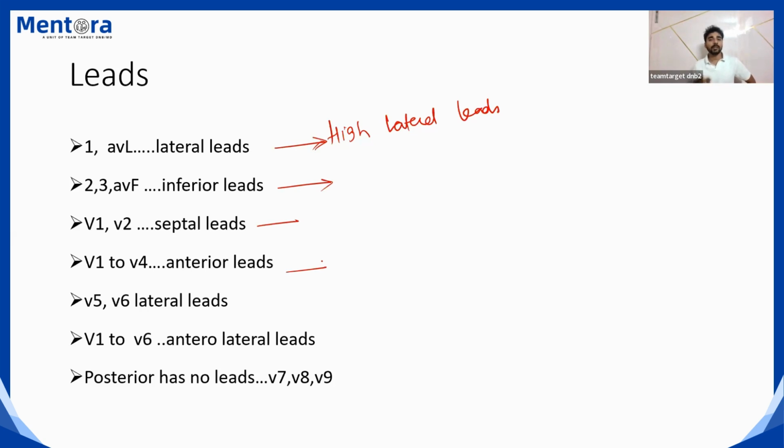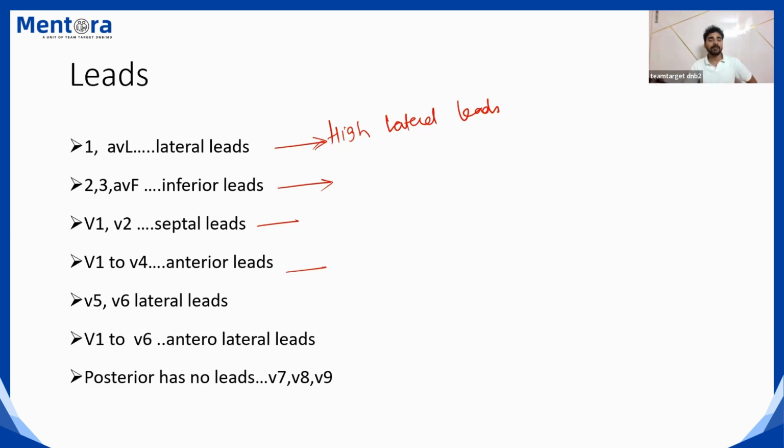Similarly, V1, V2, V3 and V4 are all anterior leads. If there is any problem in V1 to V4, you can say the anterior part of the left ventricle is involved. Similarly, V5 and V6 are from the lateral part. They see the heart from the lateral side, so the lateral wall is involved. Combined, V1 to V6 are called anterolateral leads. This is very, very important.